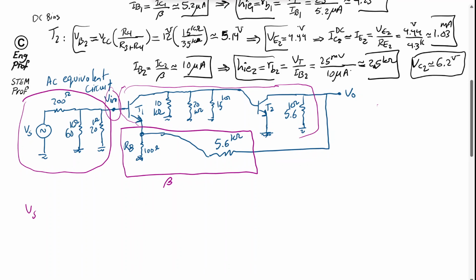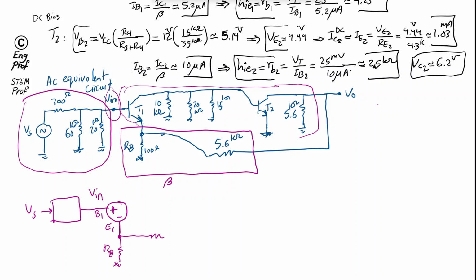We have a Vs, we have a bunch of stuff that generates for us the Vn, and Vn goes into a subtractor. So this is basically the base of transistor 1. This is basically the emitter of transistor 1. And here we are at the emitter. So resistor RB is there. And then we have the RA, which is 5.6 kilo ohm. So this is our feedback network, beta.